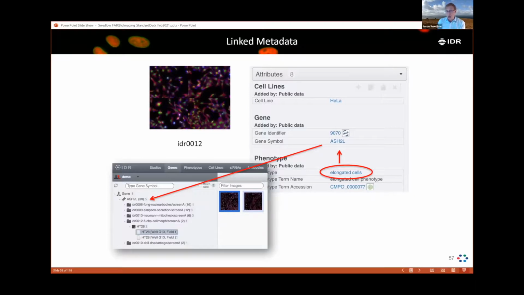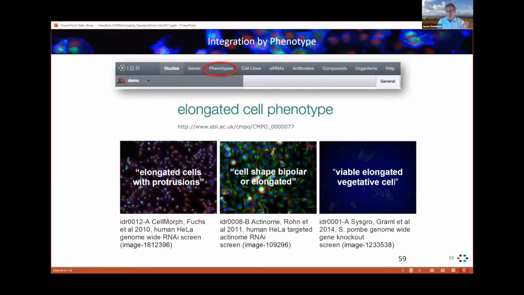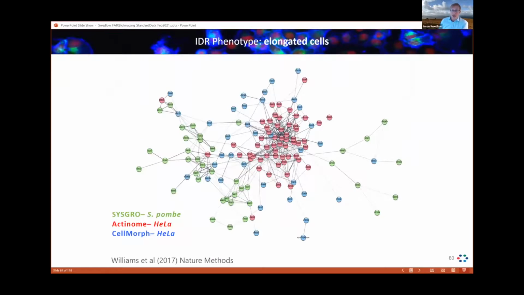We can build search tools on all of this, and so you could search IDR for genes or phenotypes. Those phenotypes can be text or they can be IDs. All of that is there. We can then ask IDR, okay, tell me what studies you have around that elongated phenotype. This shows 3 of the studies that would come out if you did that query.